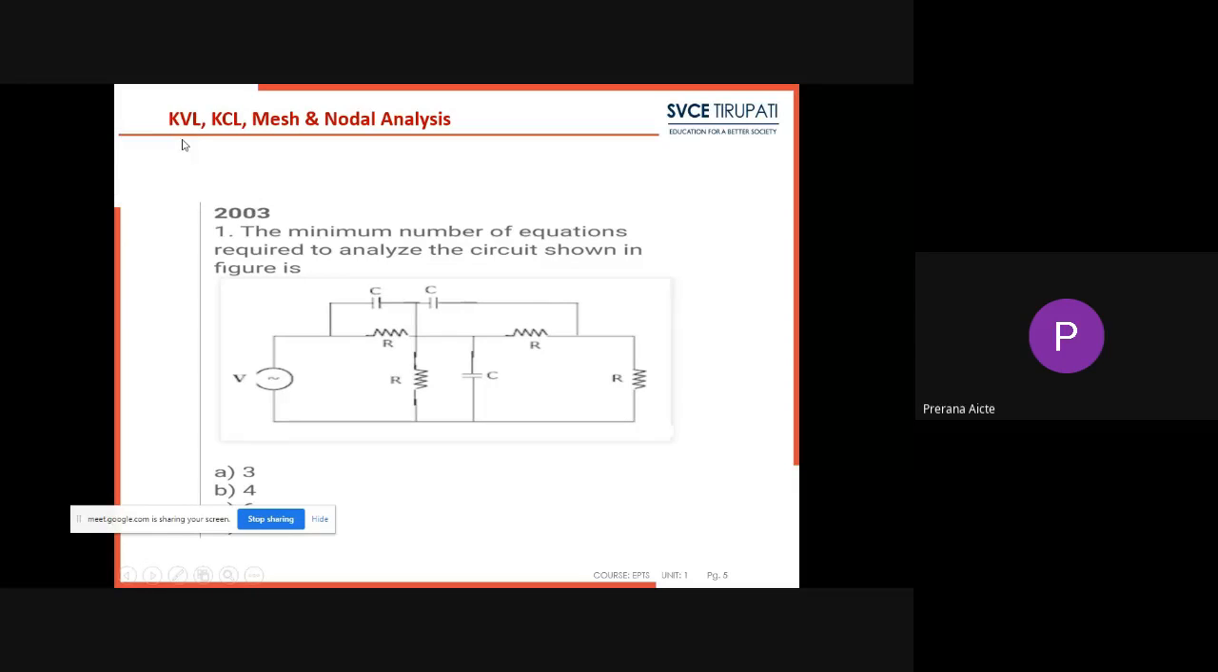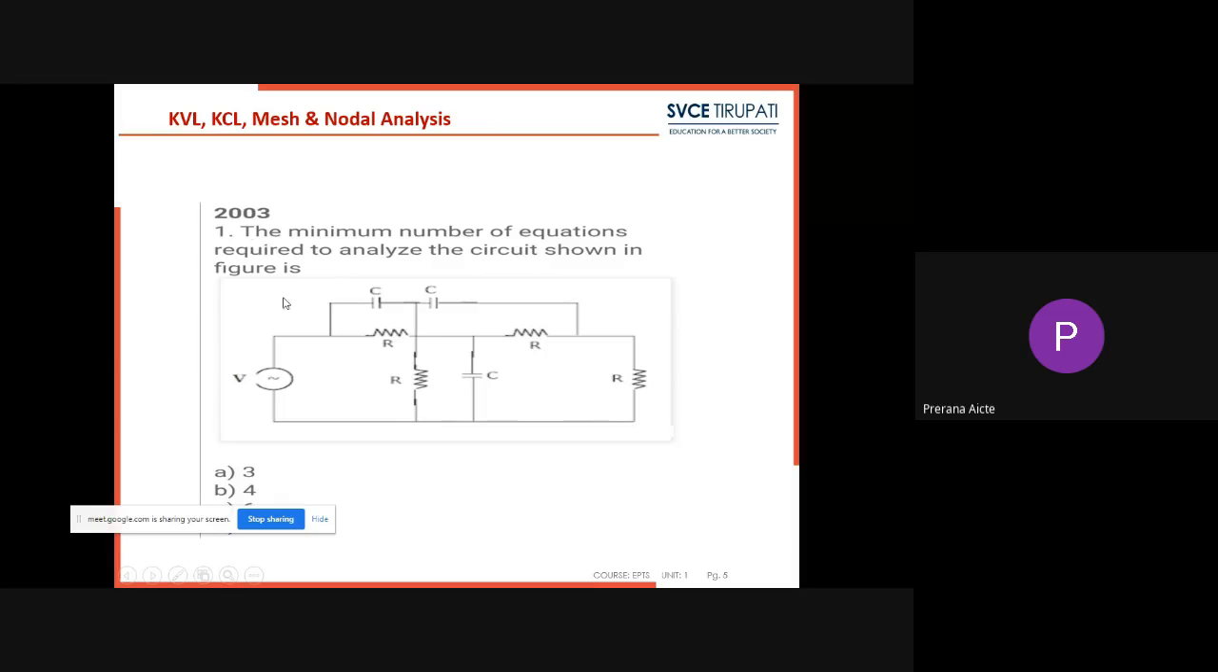KVL says the algebraic sum of the voltages in a loop is equal to 0, which can be used for the mesh analysis. KCL says the sum of entering currents into a node equals the sum of currents leaving the node, which can be used for the nodal analysis. These basics are very important while solving this type of question.